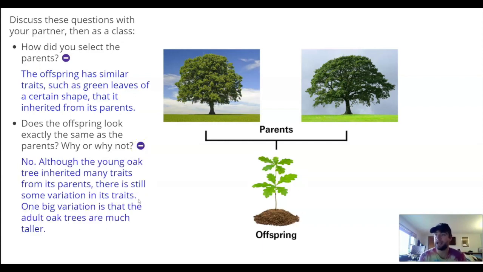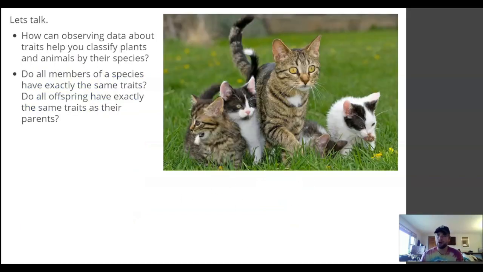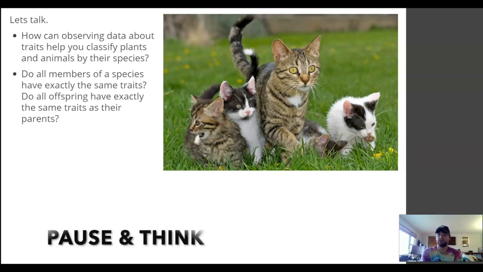Although the young oak tree inherited many traits from its parents, there is still some variation in its traits. Variation means differences. One big variation, or one big difference, is that the adult oak trees are much taller than the offspring. So let's talk a little bit about what we just learned. How can observing data about traits help you classify plants and animals by their species? And do all members of a species have exactly the same traits? Do all offspring have exactly the same traits as their parents?